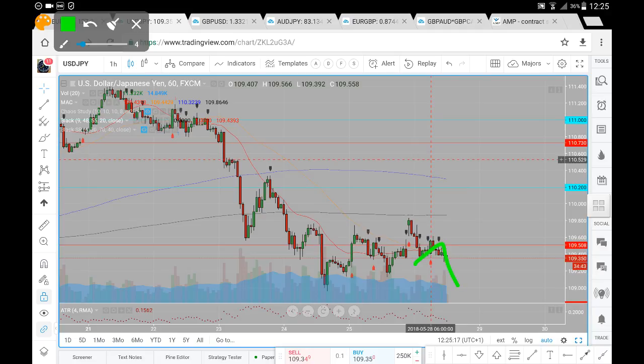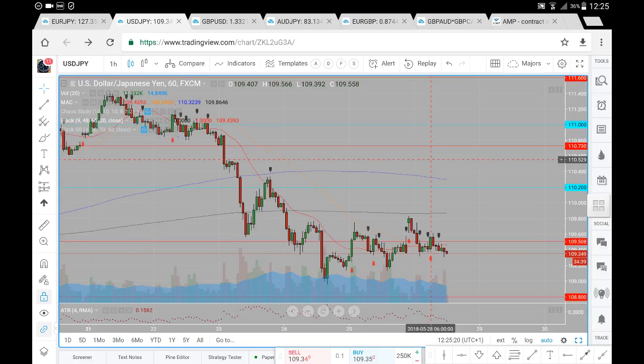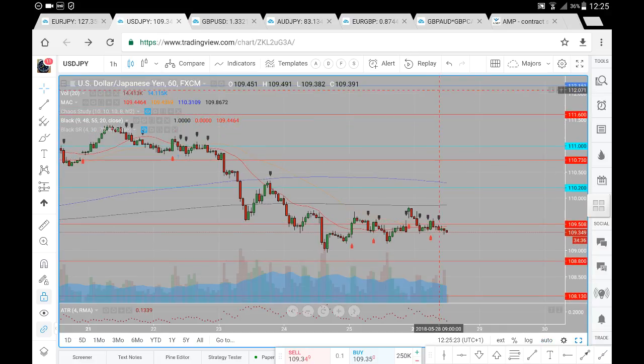So if we do see the sell side momentum persist, we are then looking for prices to head down towards that 108.80. Successful break from which we're then looking for price to head down towards 108.13.